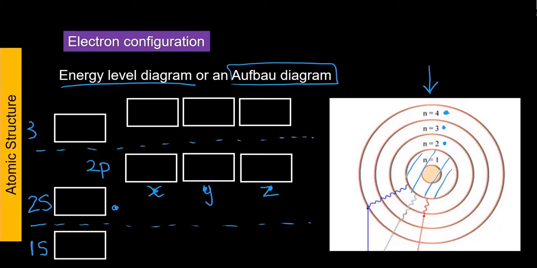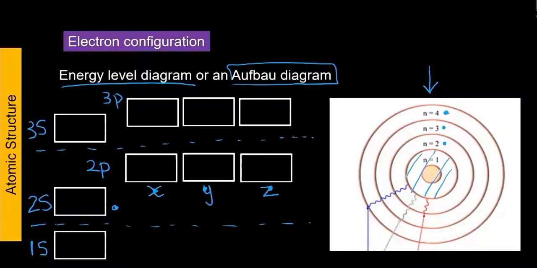The same applies with the third energy level. So it would start with an s orbital, the sphere, and then it would move to the 3p. So you can see that we're going up from a lower energy state up to a higher energy state. So that would also be the x, the y, and the z.